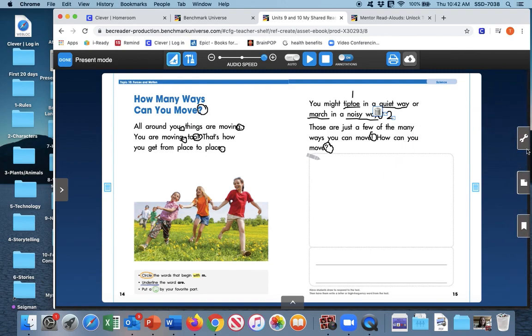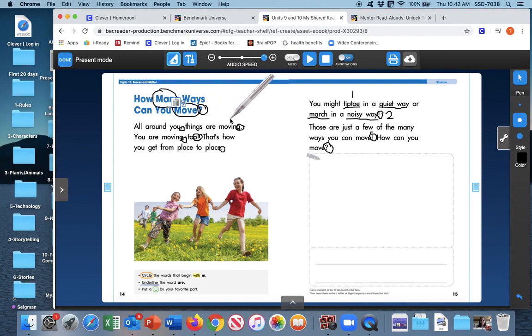Excellent. Now go ahead and it says circle the words that begin with M. So we are going to circle today the words that begin with M. Take your pencil and look for all of those words. We see the word many. We can go ahead and circle the word many. And then we see the word move. And then we have moving again. Moving with M being right at the beginning.